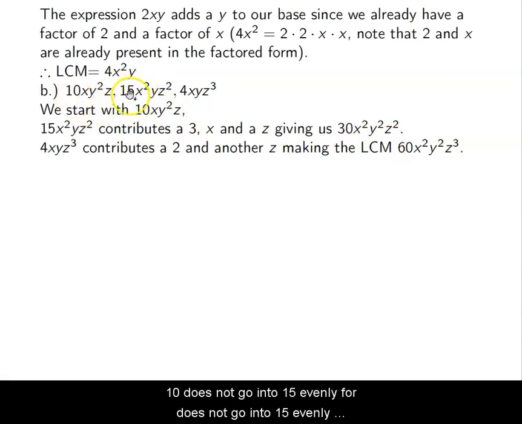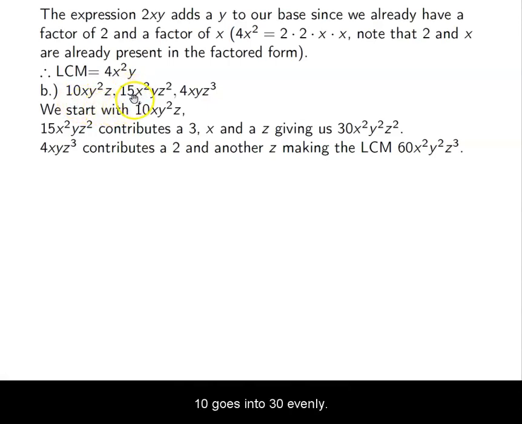10 does not go into 15 evenly. 4 does not go into 15 evenly. So I have to count another multiple. So my next multiple is 30, right? So I know you can't see me, but I'm holding up 2 fingers right now because I went 15 and then 30. That's the second multiple. 10 goes into 30 evenly, but 4 does not. So then the next multiple is 45. So that's the third multiple.